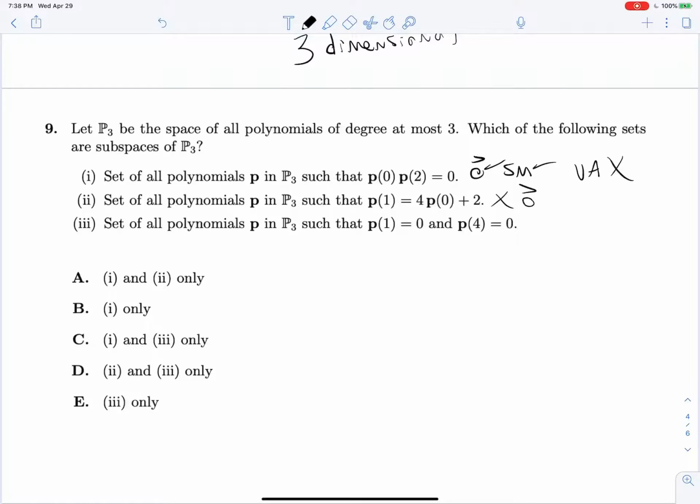Okay. 3. The set of all polynomials in P3 such that p at 1 is equal to 0 and p at 4 is equal to 0. So let's just grab one. x minus 1 times x minus 4. It's good to note that the 0 polynomial does work here because the 0 polynomial at 1 is 0 and at 4 it is also 0. So 0 polynomial, we got that.